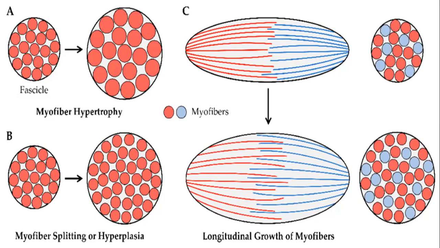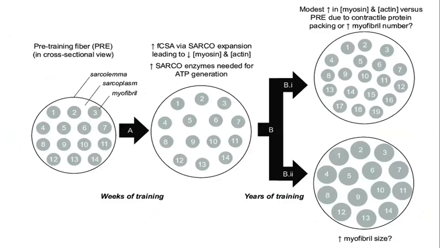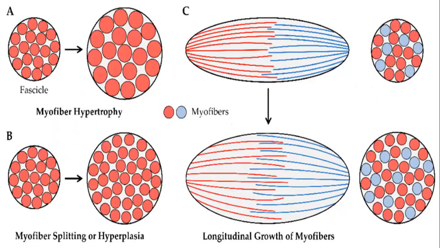So, hyperplasia and hypertrophy both occur in exercise. Persons who do exercise regularly, due to exercise, there may be hyperplasia or hypertrophy of muscles. In hypertrophy of muscle, there is increase in the length of the sarcomere. In hyperplasia, what will happen? There will be addition of more myofibrils.